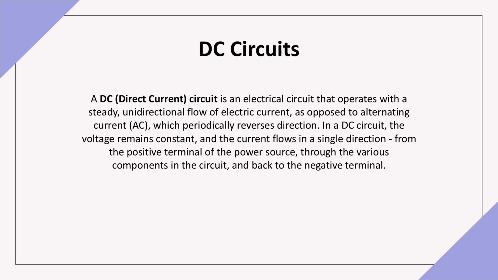Think of it like a river flowing consistently in one direction. Current moves from the positive terminal of the power source through the circuit components and back to the negative terminal. This is the type of current you'll find in batteries and many electronic devices.